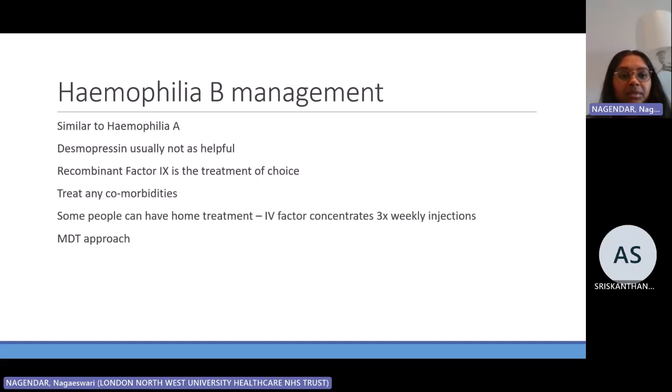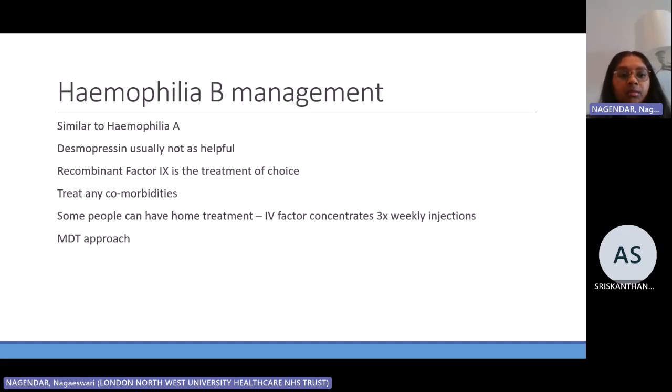So again, the management for Haemophilia B is very similar to Haemophilia A. Desmopressin is not usually as helpful. However, we can treat with recombinant factor IX, and that's the treatment of choice. In order to do this, though, you might need to think about long-term IV access, so patients need PICC lines. Sometimes they might need a portacath when they're younger, especially.